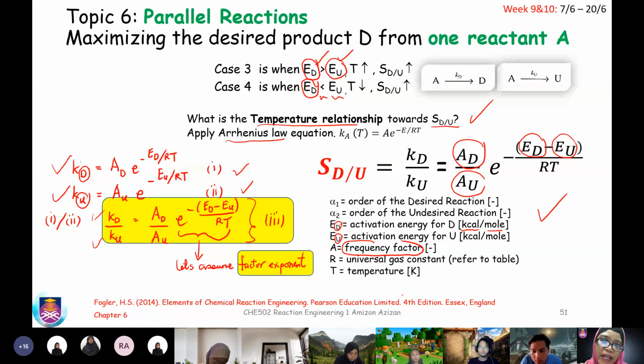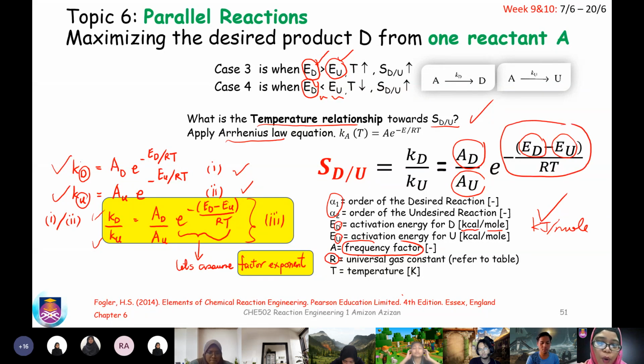Please take note that activation energy, which you may have seen earlier in our previous topics, is normally written as joule per mole, or maybe kilojoule per mole. It could also be written as kilocalorie per mole to represent the activation energy. Of course, alpha 1 and alpha 2 have no units. In the exponent we have the activation energy, the universal gas constant, and the temperature. Temperature is always in Kelvin because it's considered the absolute temperature.